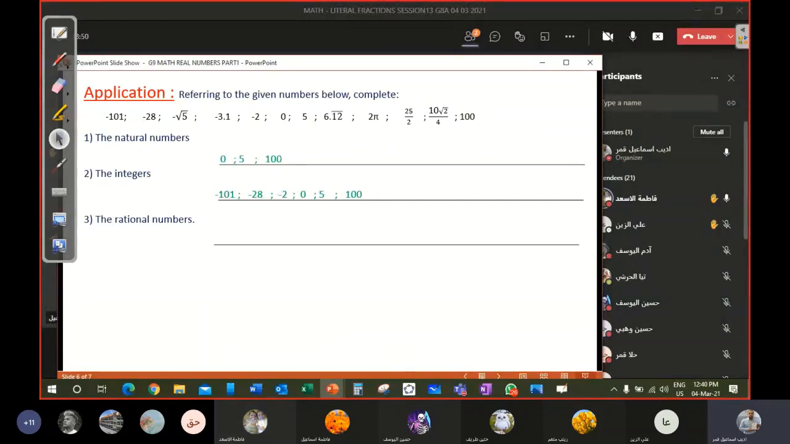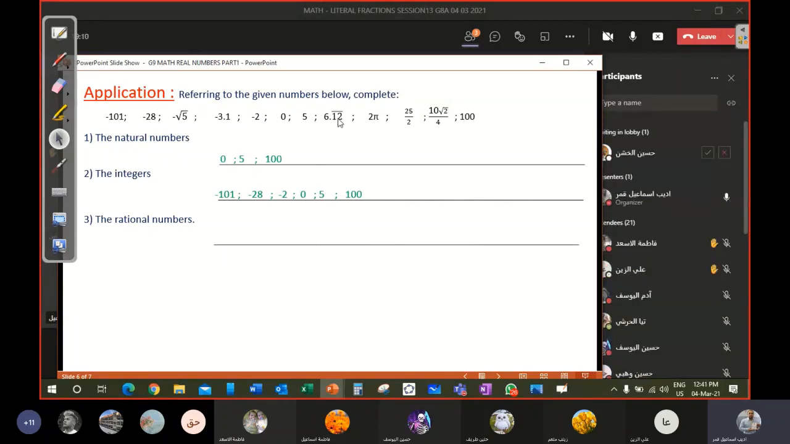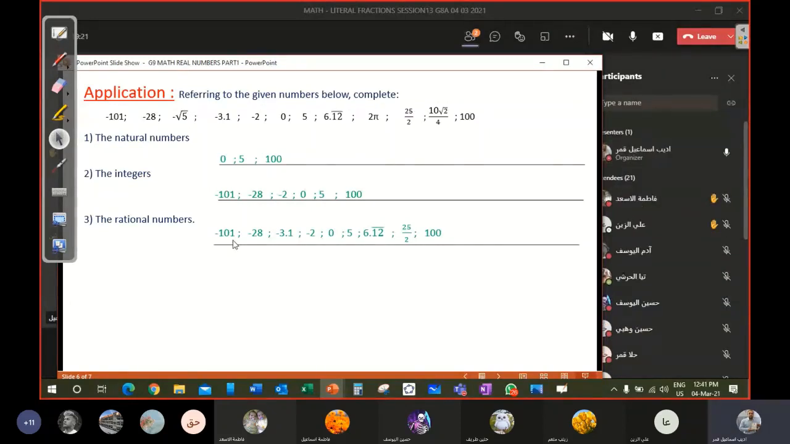So the rational numbers, I repeat, consists of all the integers that are found in these numbers. We write them all plus the decimal numbers and the periodic numbers like minus 3.1, 6.12 period, and 25/2. Because these are the rational numbers found in this group: minus 101, minus 28, minus 3.1, minus 2, 0, 5, 6.12 period, 25/2, and 100. Okay?